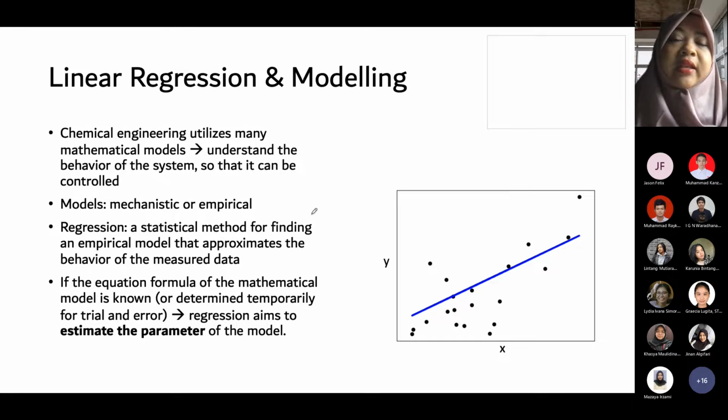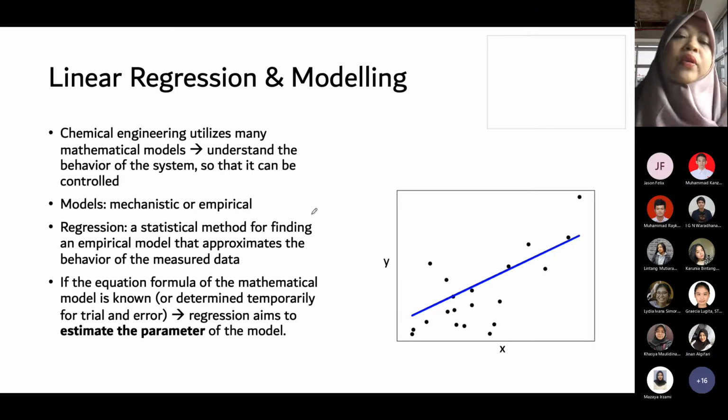You want to understand the behavior of the tank, for example, the correlation between the input valve or the input flow and also the output flow. Or maybe in your basic chemistry practicum, in your chemistry lab, you want to find the correlation or do a calibration, and then we usually use linear regression.